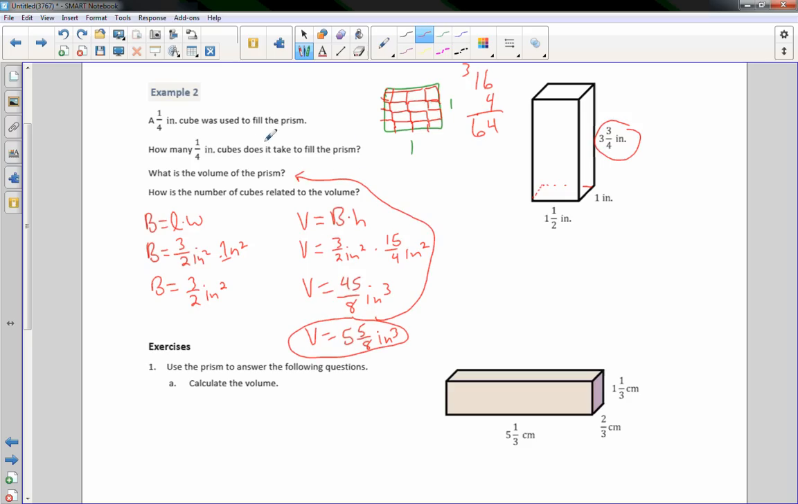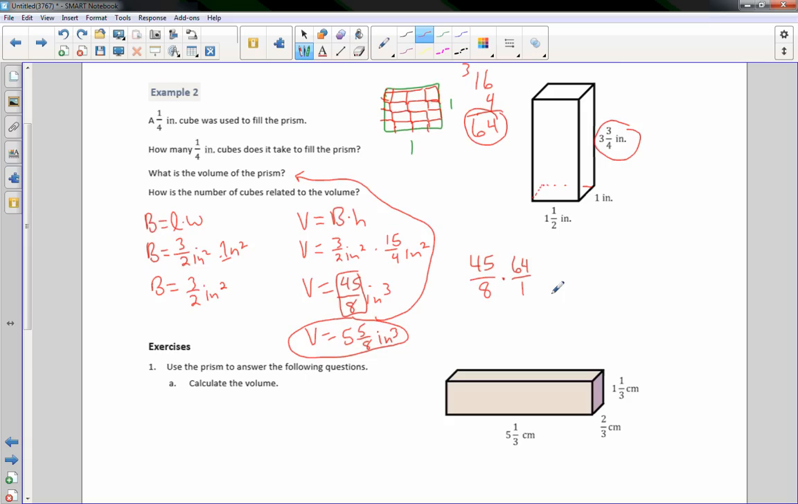Now it says how many quarter-inch cubes does it take to fill the prism? Well, there are 64 cubes per cubic inch, and there are 5 5/8 cubic inches. So I take 5 5/8, and I'm going to go back to the improper format. I'm going to say 45/8, which is the volume of this. And then 45/8 is how many 1 inch cubes are in there, and each 1 inch cube has 64 cubes in it that are a quarter inch by a quarter inch by a quarter inch. So I'm going to multiply this by 64 over 1.